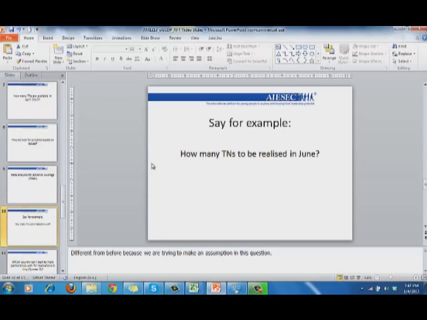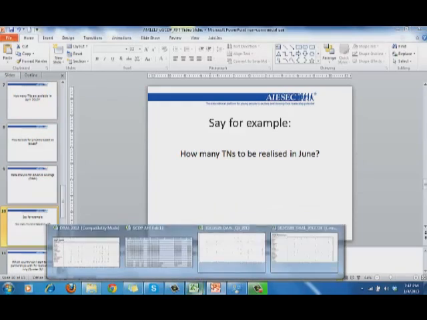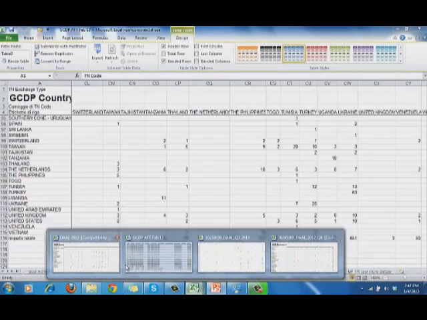Say for example, we would like to know how many TNs to be realized in June. Now this question is different from the one before because this question is basically us wanting to make an assumption on how we can know how many TNs we should expect in June. So to open a DAAL file, we could see.